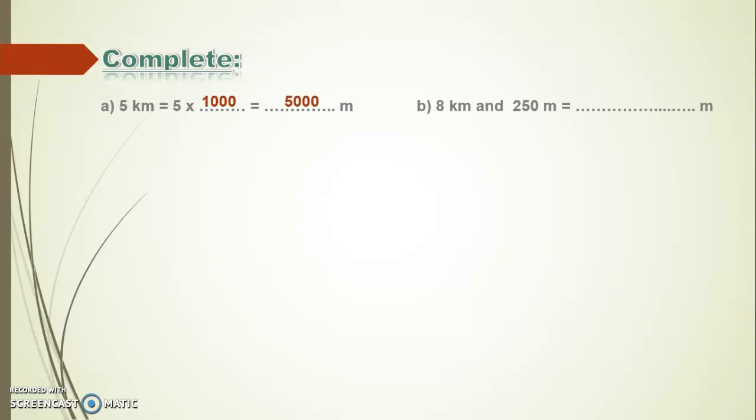8 kilometers and 250 meters. I can't add kilometers and meters together, so I have to convert the kilometers first. 8 kilometers, it will be 8000, plus 250, it will be 8,250 meters.